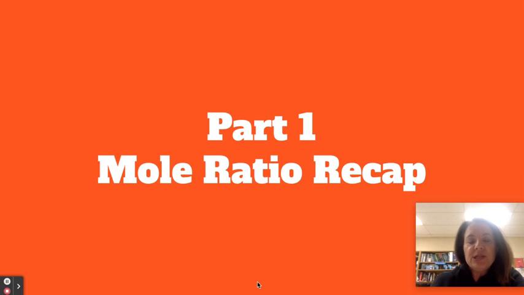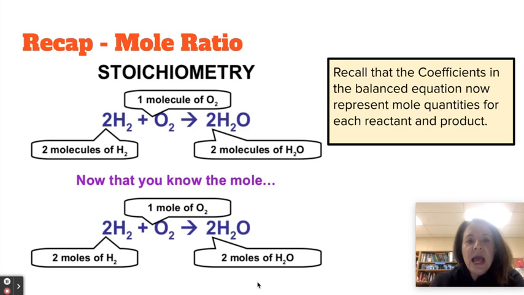This week, we're going to recap mole ratios. And what you would have learned is that these coefficients out front in a balanced equation, we are going to think of them as mole values rather than molecules. So instead of saying 2 molecules of hydrogen, we're going to say that we have 2 moles of hydrogen, which reacts with 1 mole of oxygen to yield 2 moles of water. So from now on, coefficients are referred to as moles.